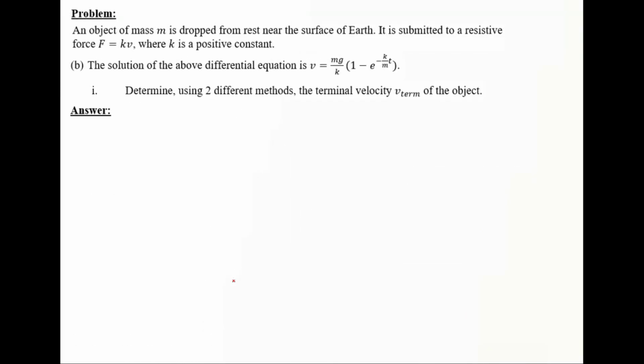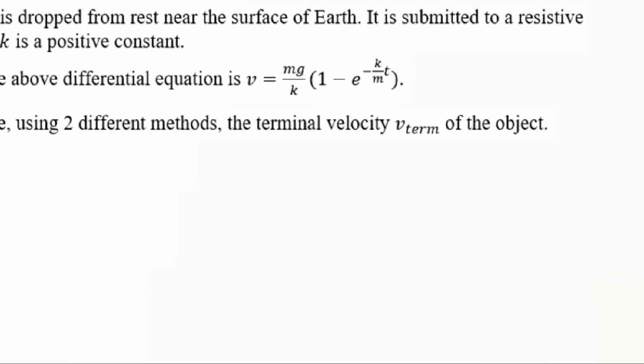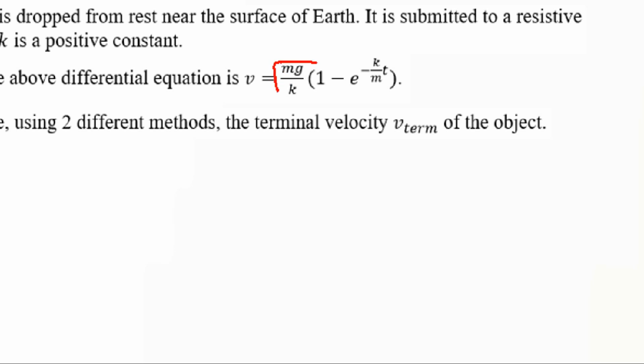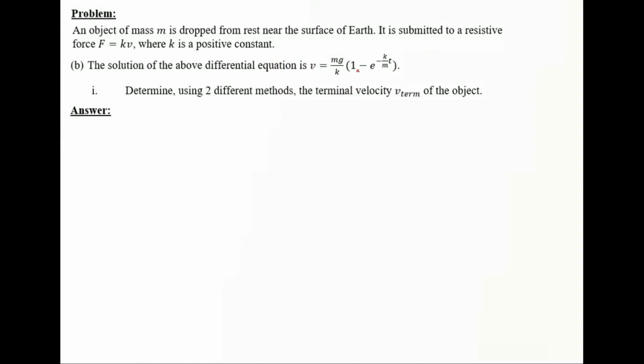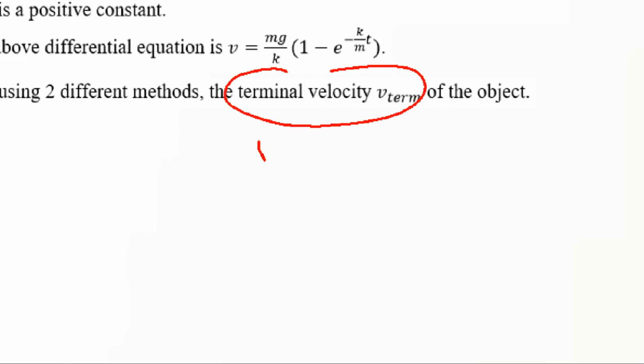Now in part B, they gave us the solution of the differential equation. So now we know much about this solution. That would be the terminal speed. This is an exponential function that has limiting values. For t equals 0, the exponential would be 1, and 1 minus 1 is 0. And as t tends to infinity, that would decay to 0, leaving us with the terminal velocity. Determine using two different methods the terminal velocity v terminal of the object. The first one is considering the limiting cases of the solution, and the terminal velocity is attained as t tends to infinity.